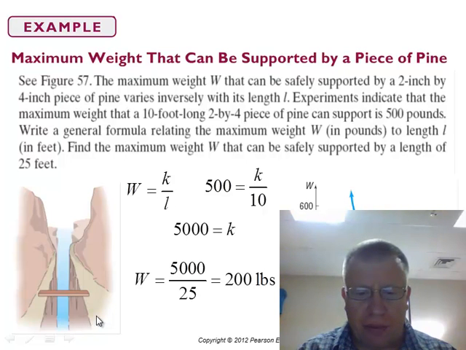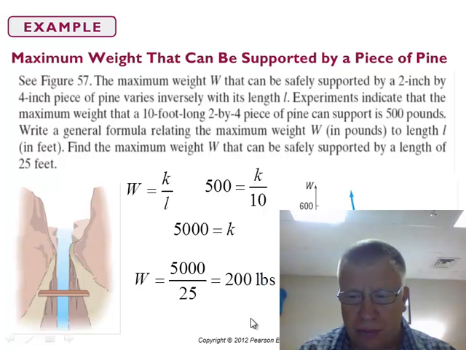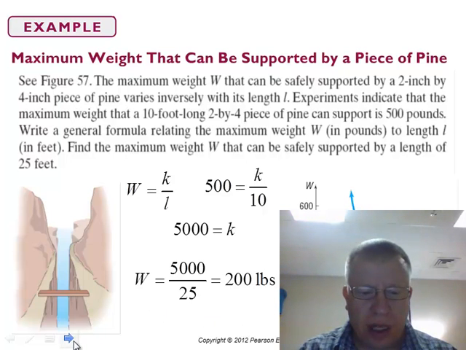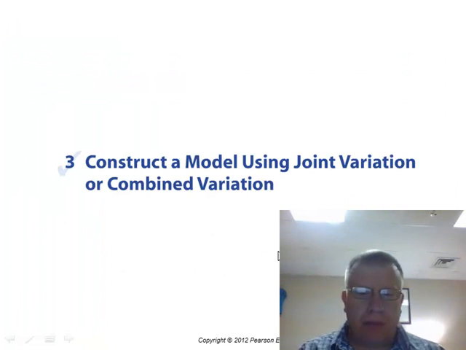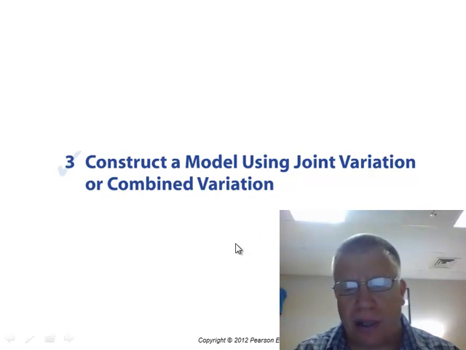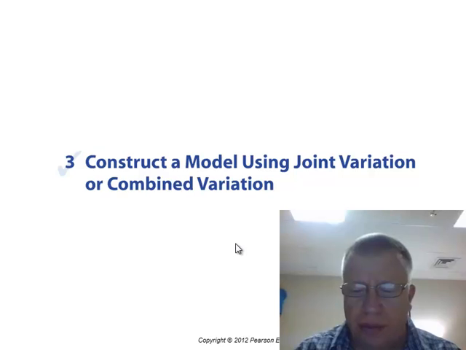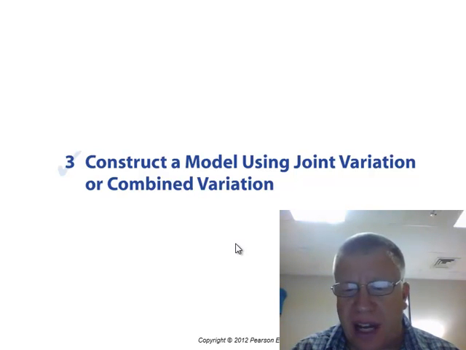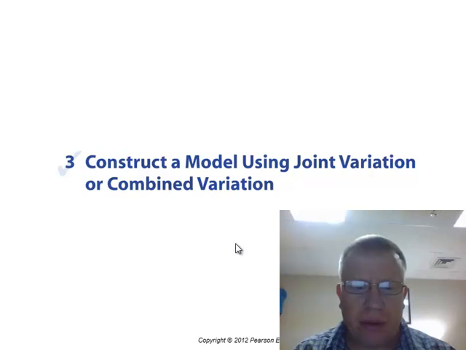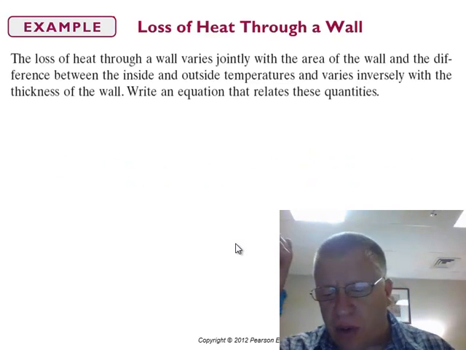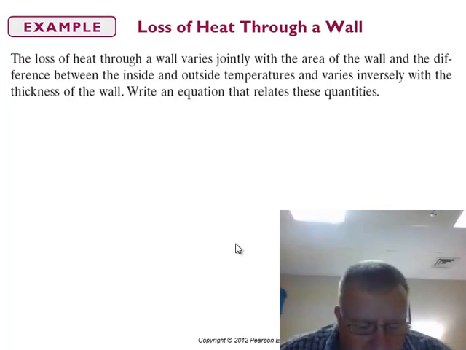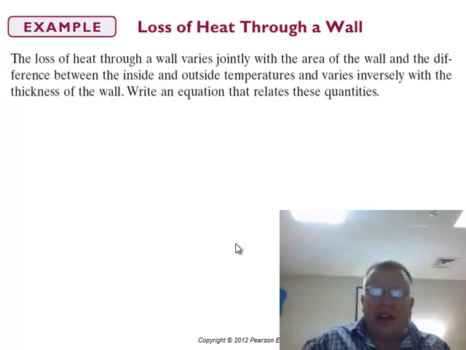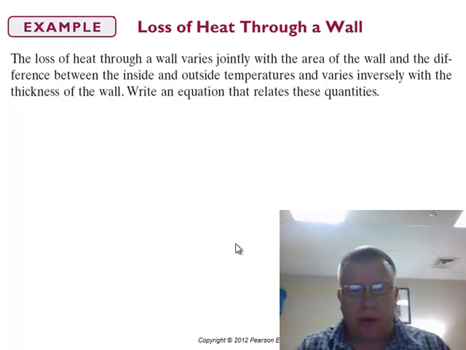But, of course, the longer it is, the less weight it's going to support. All right, moving along here. Now let's talk about joint variation, or combined variation, where we are bringing in more than one variable besides x on the right-hand side of the equation. Or we might have a square or cube or square root or something of one of the variables. So let's take a look at this example to see what we're doing here.